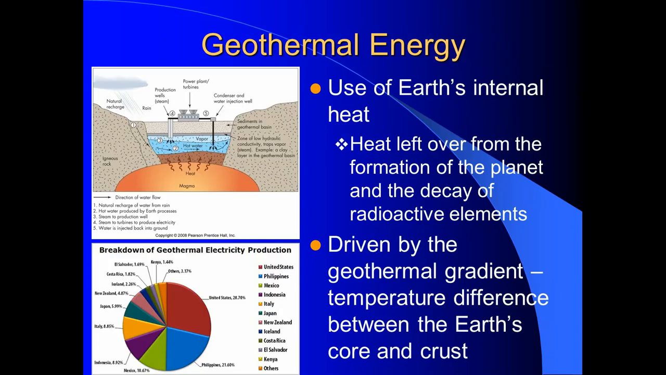Our fifth most widely used of our renewable energy sources is geothermal energy. Geo for earth and thermal for heat. What geothermal energy is, we use the internal heat of the earth. Now that heat is either A, left over from the formation of the planet. Remember guys, a core is very, very hot and it gives off heat. Remember, it's that heat that drives those convective cells in the mantle that drives the movement of our tectonic plates. The other source of heat is the decay of radioactive isotopes. They can also generate heat as well.